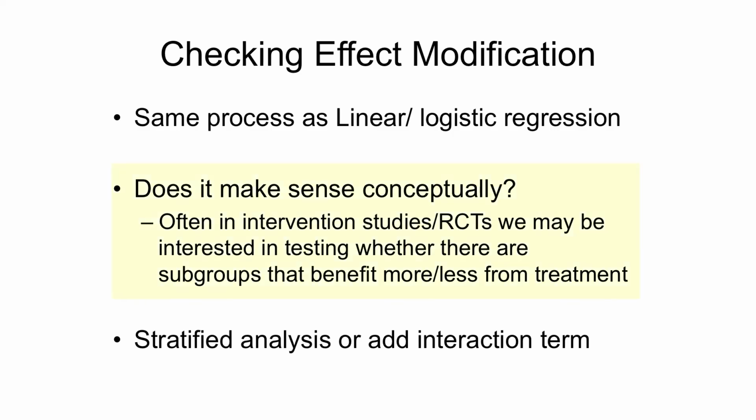First, we want to know, does it make sense conceptually that the variable could be an effect modifier? Often with intervention studies, we're interested in testing whether there are subgroups that could benefit more or less from treatment. To check for effect modification statistically, we can either conduct stratified analyses, or we can add an interaction term to our model and test this with a likelihood ratio test. So let's try both ways with our example with the fracture data.